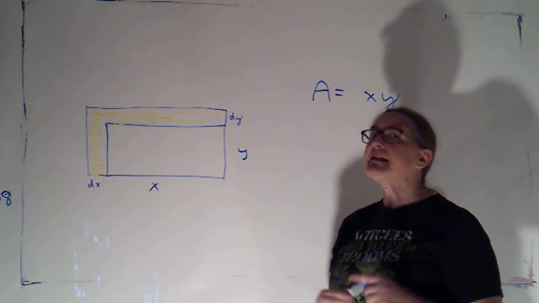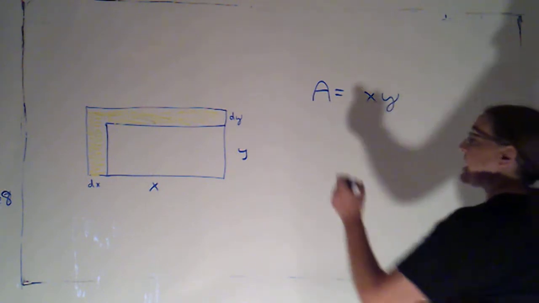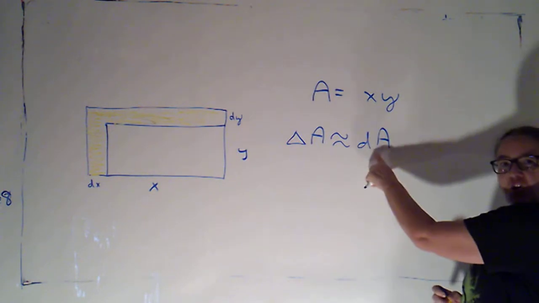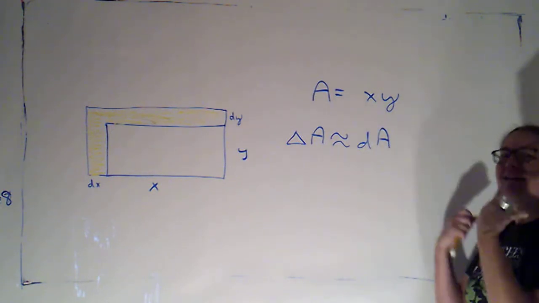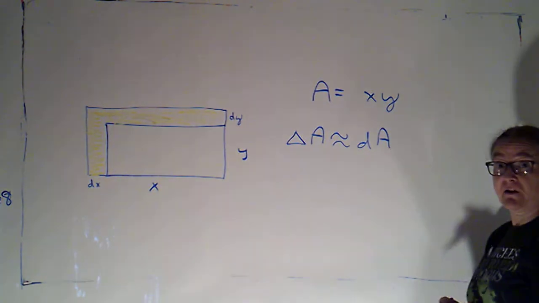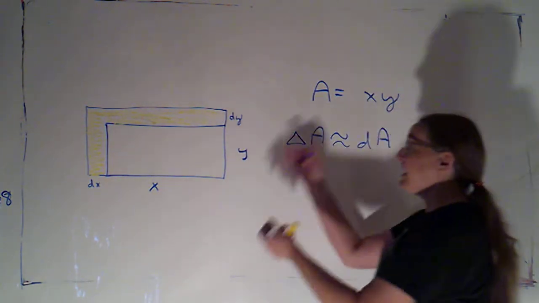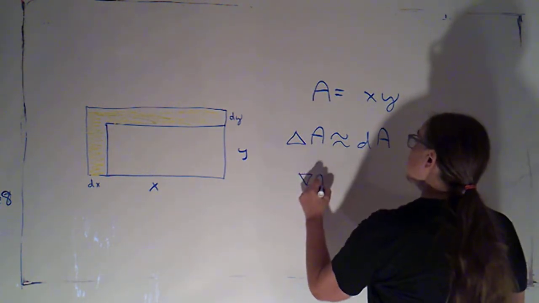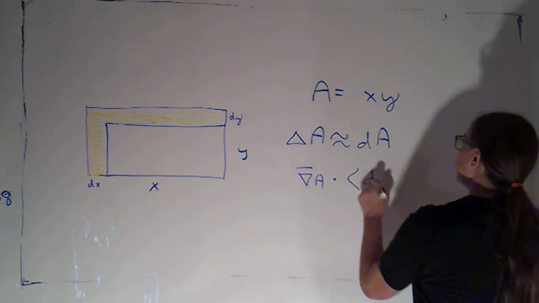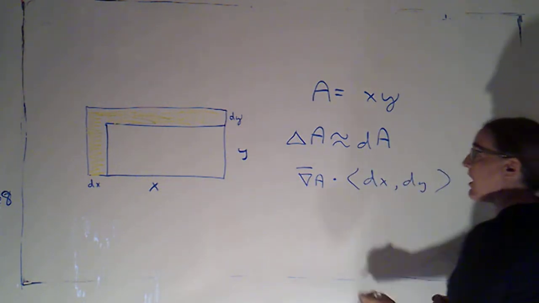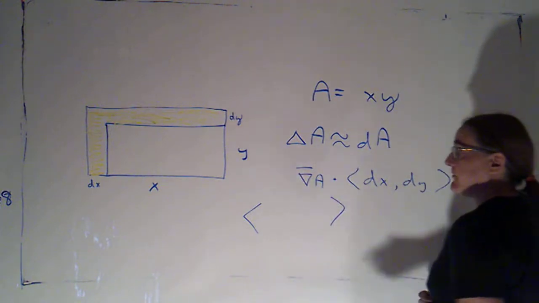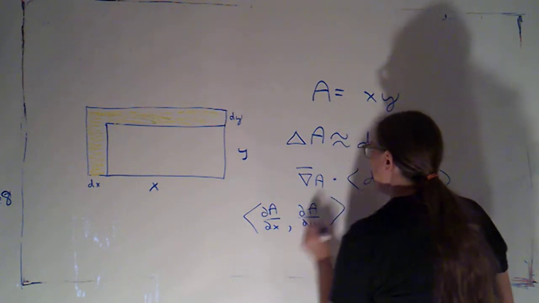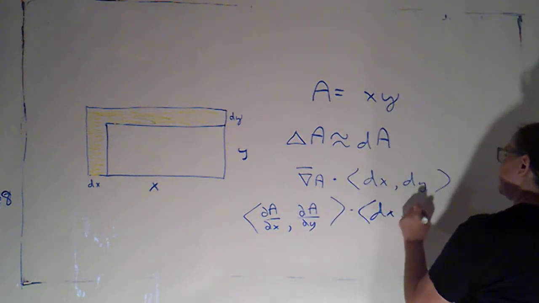Okay. But what does the differential look like? Because I could say that delta A is approximately dA. And so then I'm interpreting this as the error that I got in the area. And that would be the induced error from the fact that I made a mistake in measuring x and I made a mistake in measuring y. Okay. Well, I know that this would just be the gradient of A dotted with dx, dy. The gradient of A, that's just going to be the partial of A with respect to x, comma, partial of A with respect to y, dotted with dx, dy.